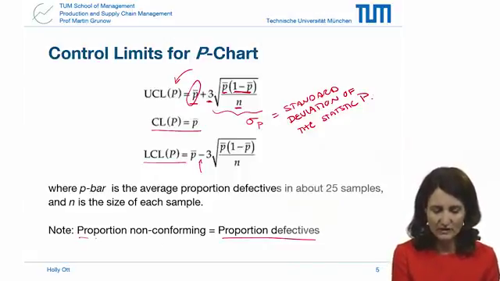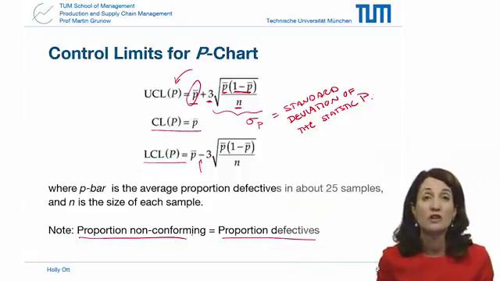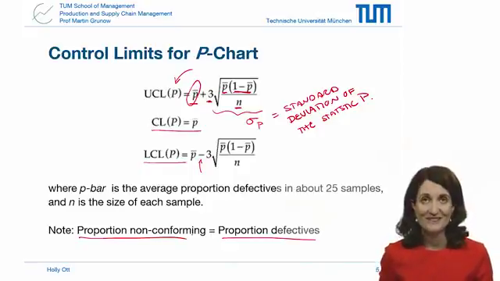Proportion defectives, as we said, is also the same thing as proportion non-conforming. Okay, let's look at an example.